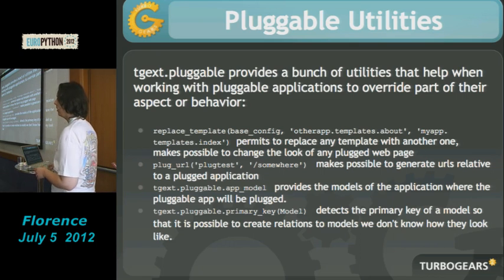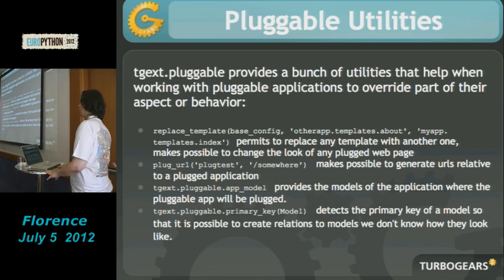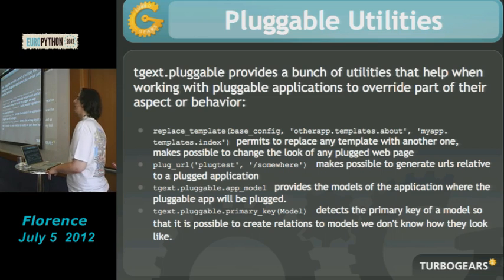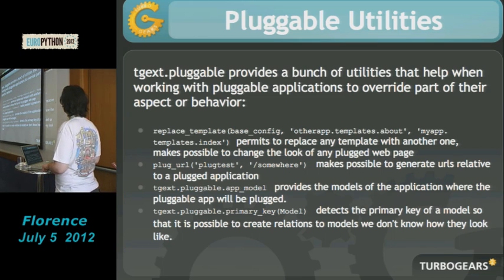It provides a plug URL. As pluggable applications don't know where they are going to be mounted and where they are going to be used, whenever you have to create a URL that refers to a pluggable application, you can use the plug URL method and tell it that you want to refer to the somewhere URL inside the plugtest pluggable. And it will generate a link that points to the right URL.